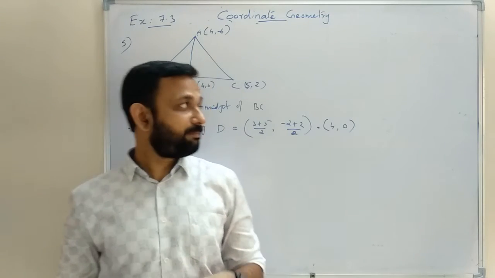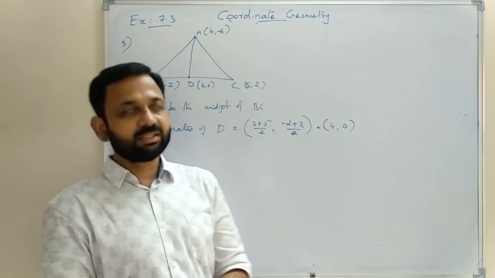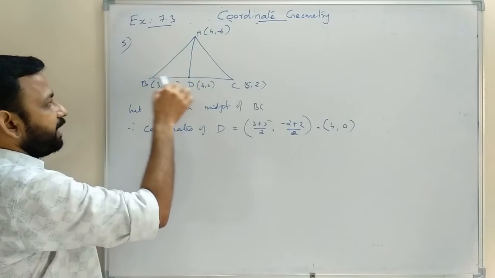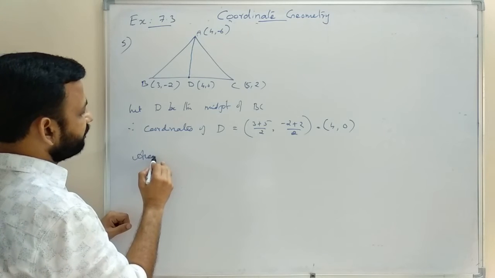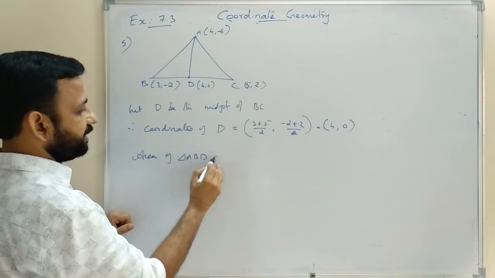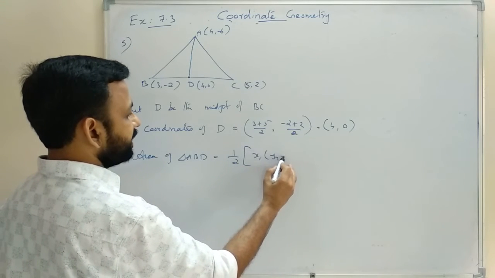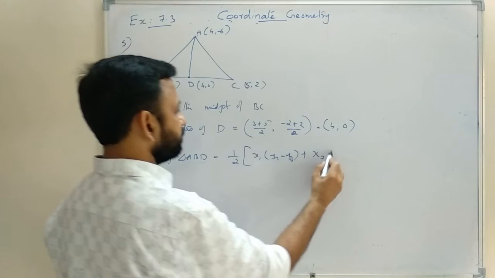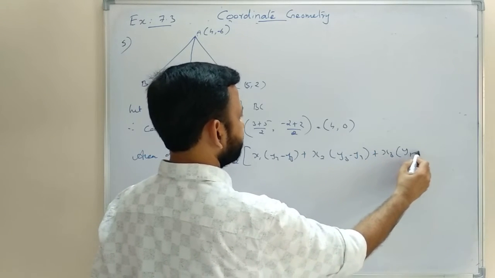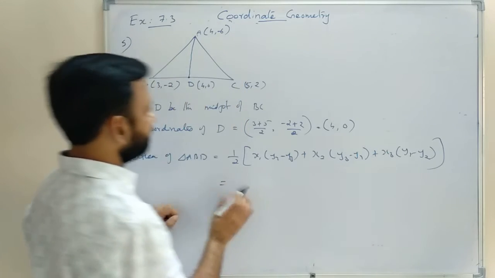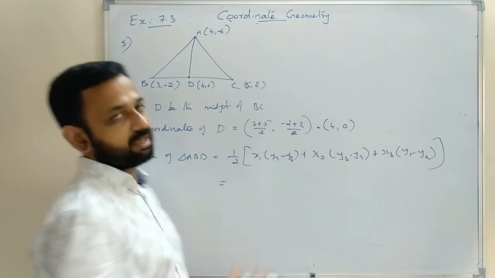We have to show that the median of a triangle divides it into two triangles of equal areas. That means we are going to prove the area of ABD and the area of ACD are equal. So first we will find the area of triangle ABD. We will use the same formula, 1 by 2 into x1 into y2 minus y3 plus x2 into y3 minus y1 plus x3 into y1 minus y2. Then replace the values x1 y1, x2 y2, x3 y3. So we will get the area of that triangle.